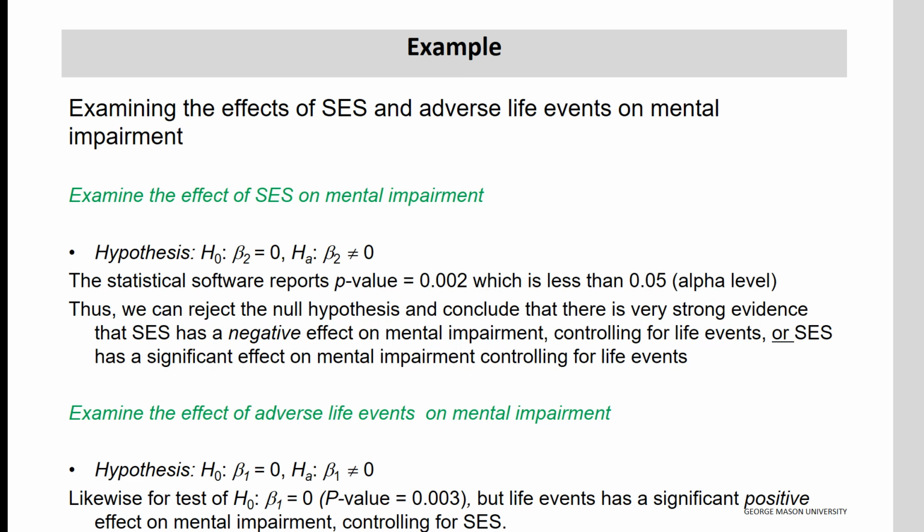That means holding constant the effect of SES, we can truly say that this particular variable, adverse life events, is a strong predictor of mental impairment, or that it has a significant effect on mental impairment.